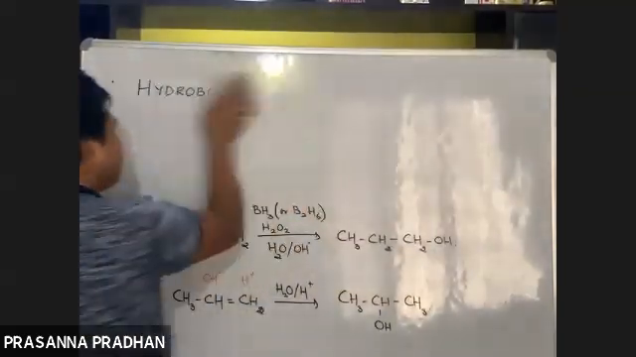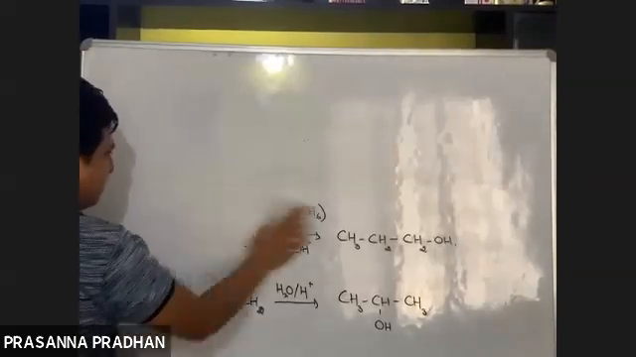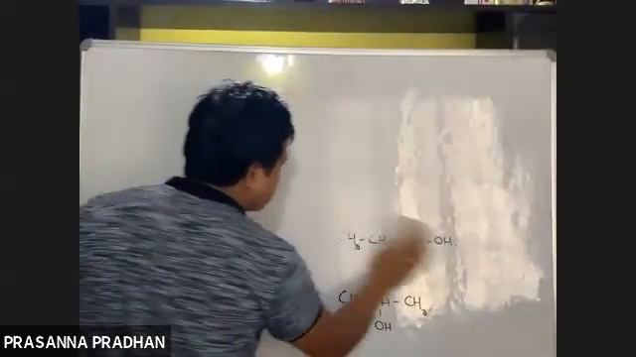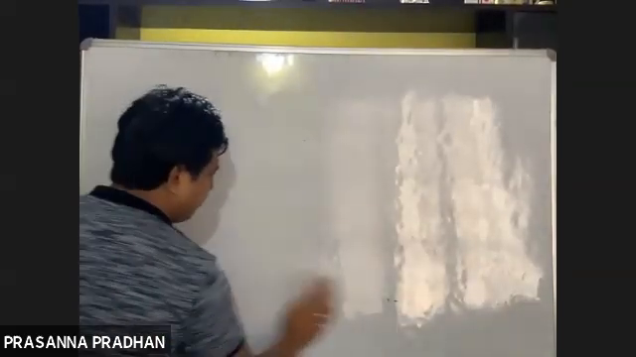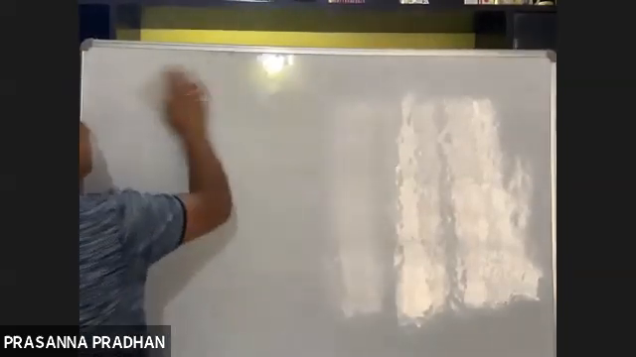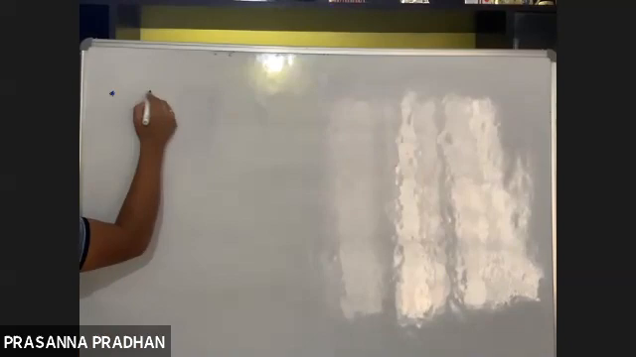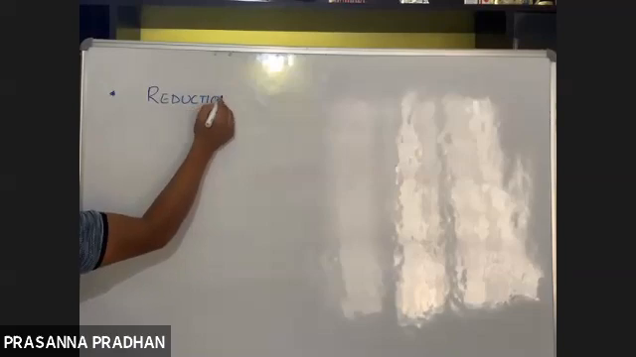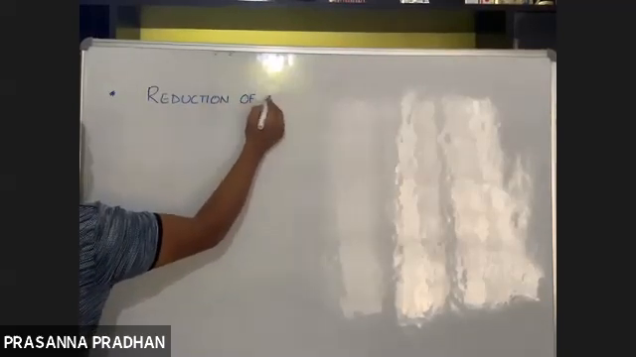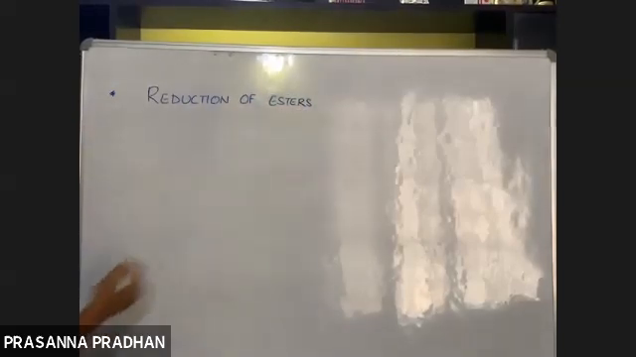So yes, the methods of preparation of alcohols starting from alkenes are over. Now we will move towards the last method of preparation of alcohols, and then we'll move towards the very important chemical properties. So the ultimate method of preparation of alcohols is by reduction of esters.